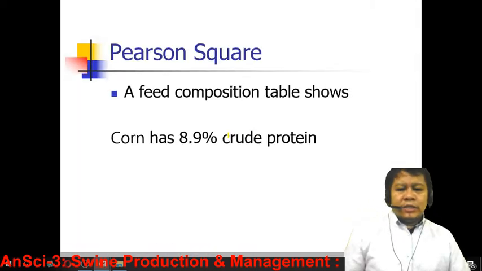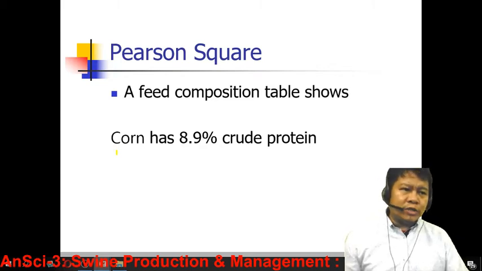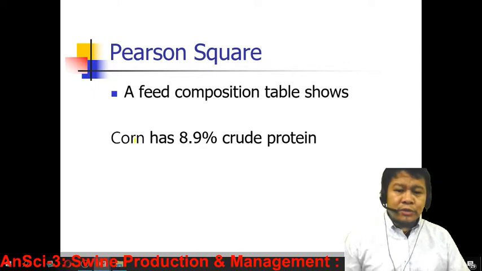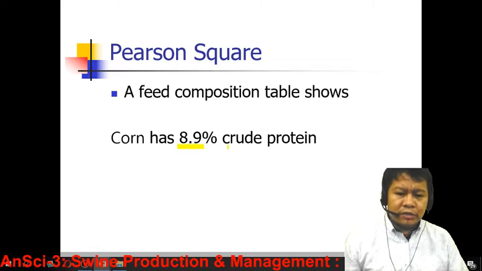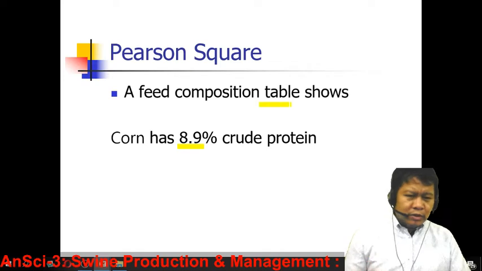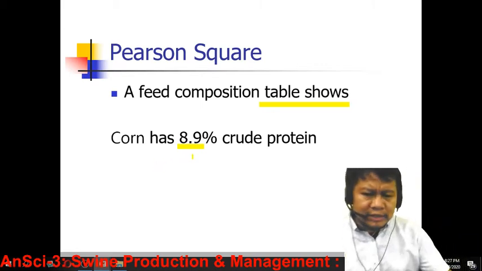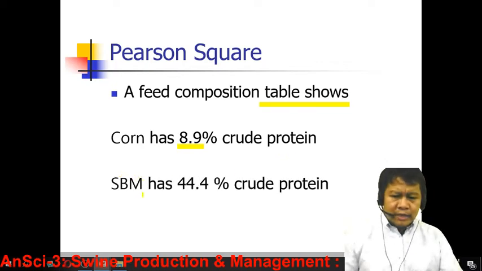Okay, so a feed composition table shows now the ingredients that we will be using. It is important for us to know the nutrient level, the percent nutrients of those ingredients that we will be using. So for this particular example, which is given from a table, we have just extracted this data. From the table, it was known that corn has 8.9% crude protein and the soybean meal has 44% crude protein.